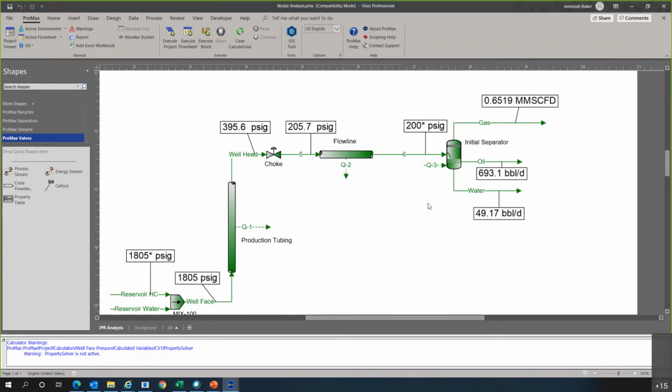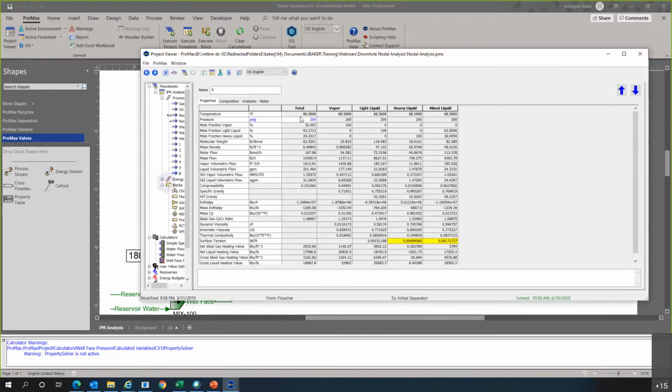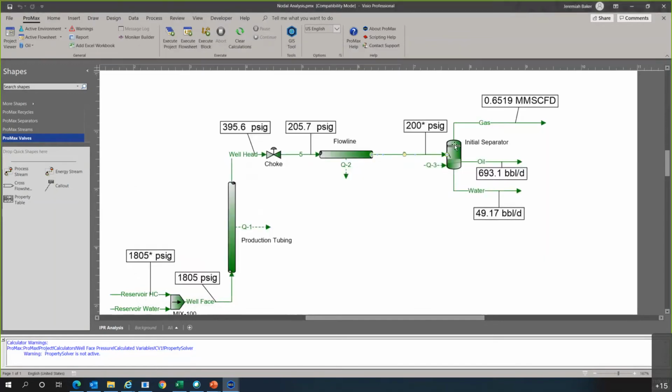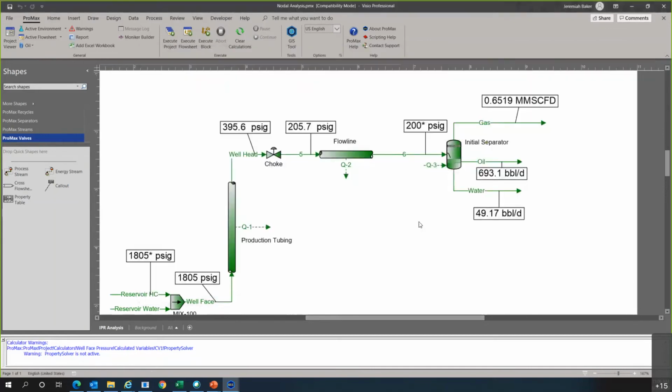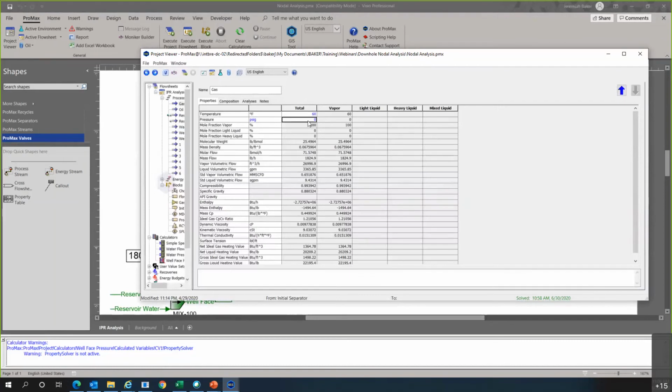So initial separator, in this case, what we're doing is we're setting the pressure coming into that separator of 200 psig, and saying that the pressure drop is 0. Sorry, not our initial separator. That's interesting. This might not be set up the way that you would in reality. I don't remember actually why that is 0.